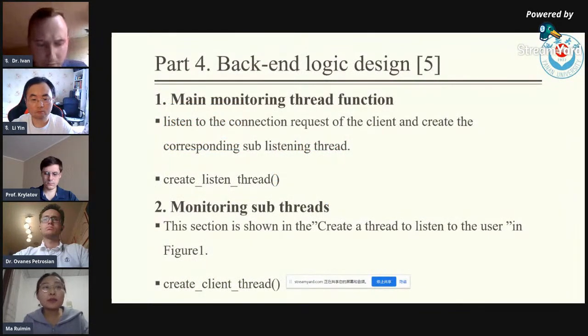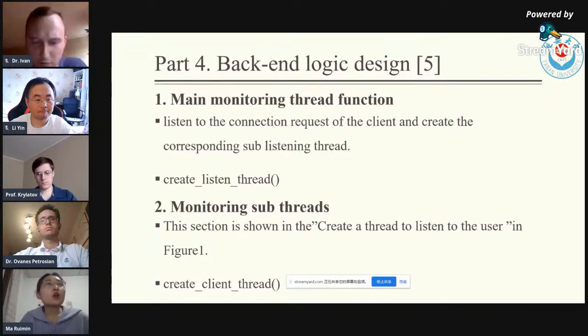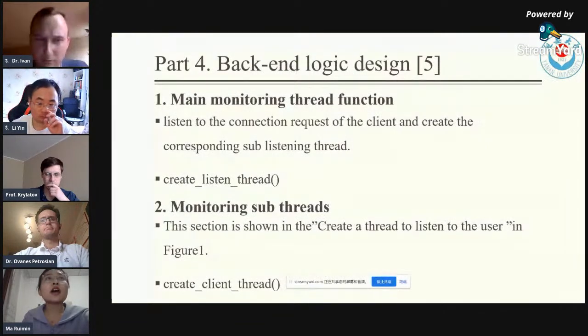The backend implementation is divided into 18 function interface designs, including initializing server, database, server socket descriptors, and so on. I will introduce 4 functions in part 4. The main monitoring thread interface is used to listen to the connection requests of the client and create the corresponding sub-listening thread.